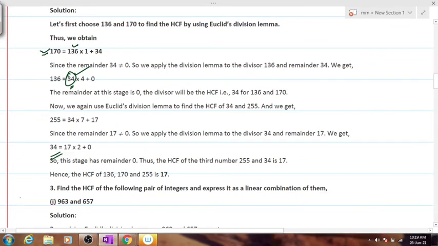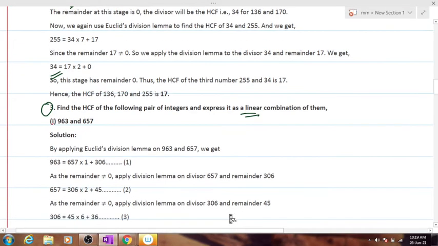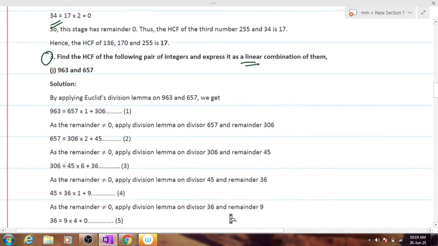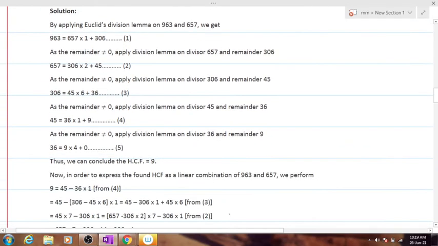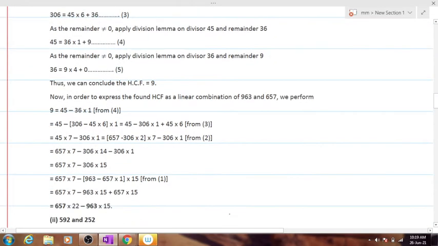Now try out this numerical, question number 3. Find the HCF of the following pair of integers and express them as a linear combination of them. What does it mean now? That we have to do prime factorization. Exactly not prime factorization. This linear combination basically means Euclid's lemma. After you have it, that time you'll have to express it directly, all written at once.